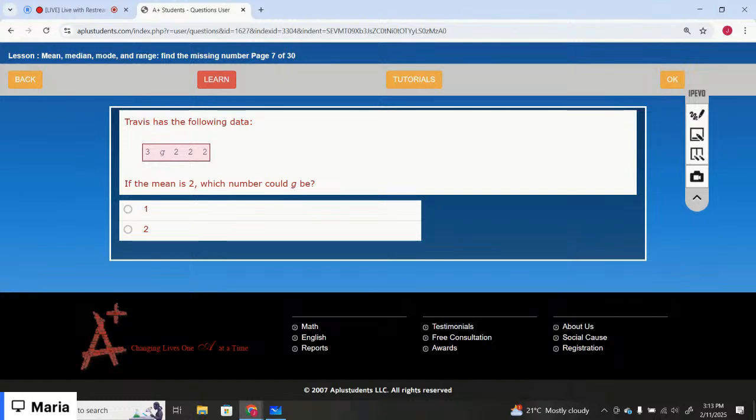Travis has the following data. If the mean is 2, what number could G be? The correct option is 1. Option number 1 is the correct option.